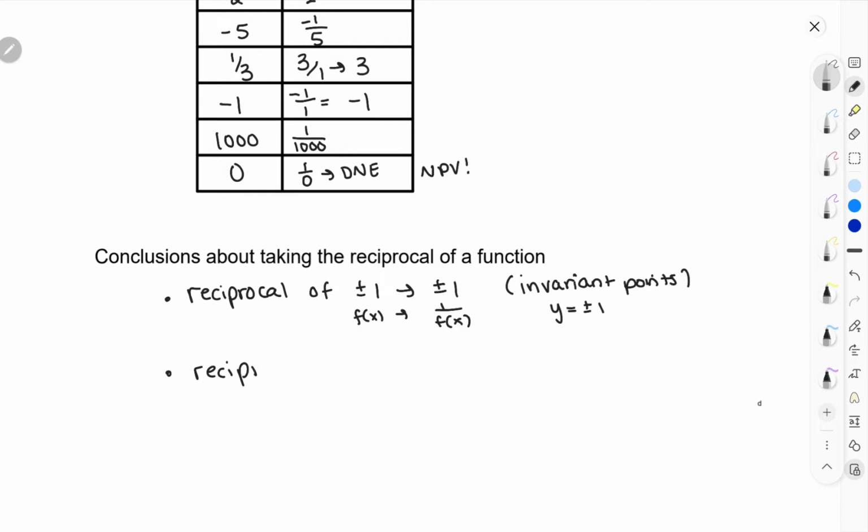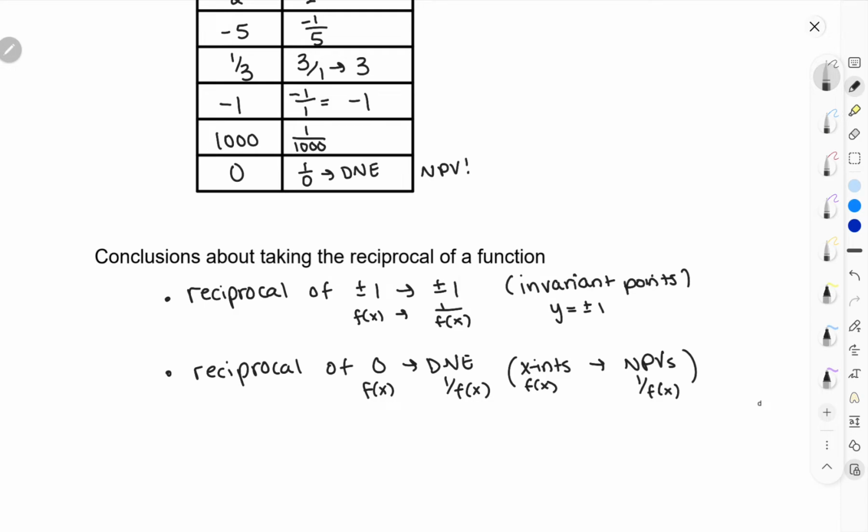The reciprocal of 0 does not exist. So that's taking 0 on my original function and flipping it to my reciprocal function. When I think about 0 on my original function, what that means is that x-intercepts in my original function turn into non-permissible values in my reciprocal function. Because when I have a value of 0 in my original function, that is an x-intercept, that's a y value of 0. But when I have a denominator of 0 in my reciprocal function, that's what a non-permissible value is.